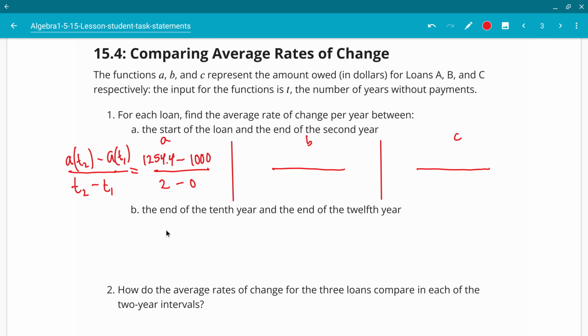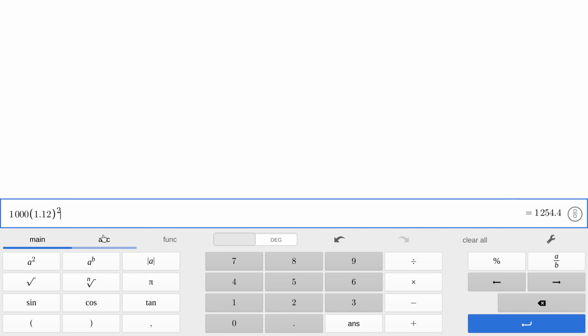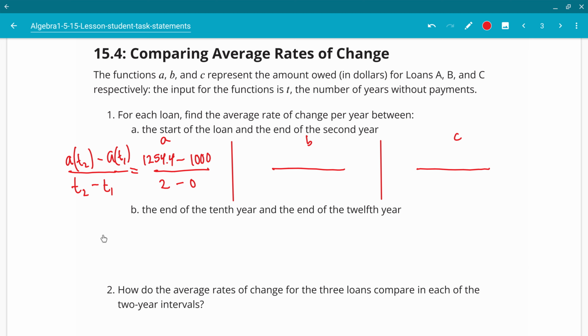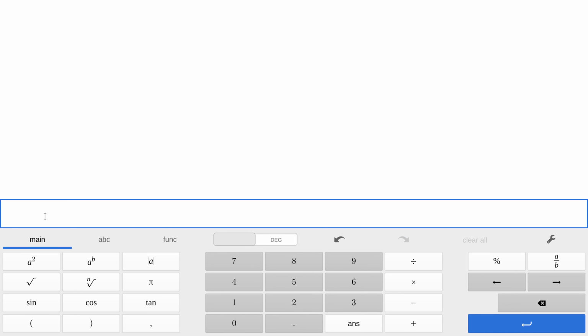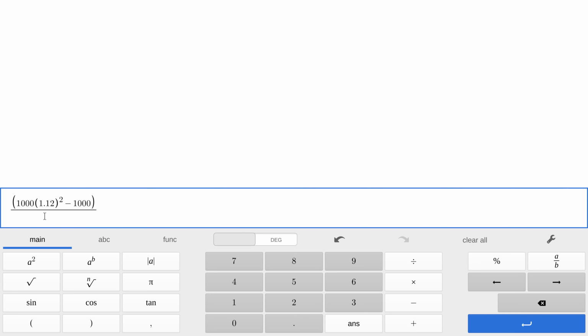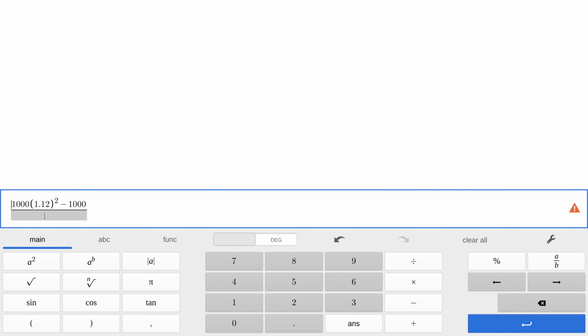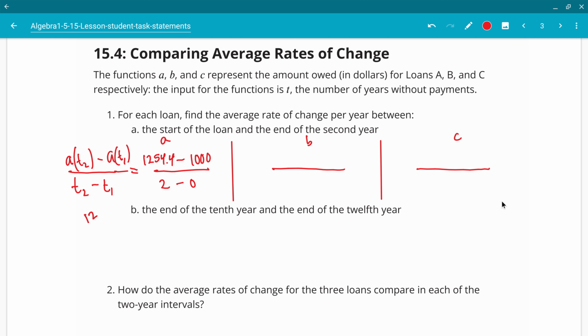Now we can type that into the calculator, and I'm actually going to plug it all in like this: 1,000 times 1.12 to the second power, minus 1,000. I'm going to put all of that on the top of the fraction, and you'll see why in a moment. Then we put 2 minus 0. Okay, so that's going to give us 127.2.